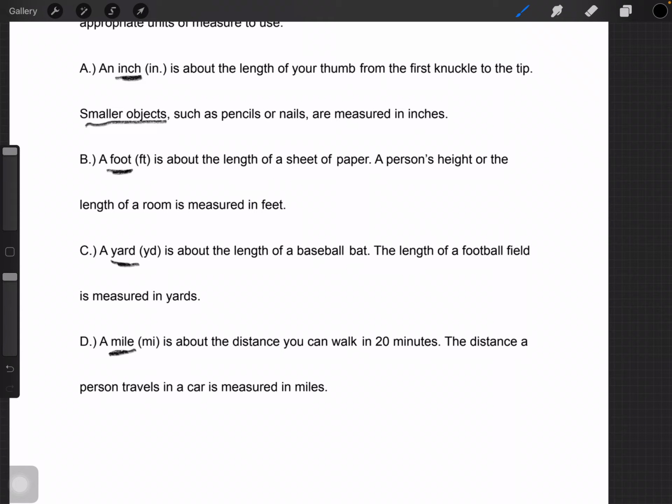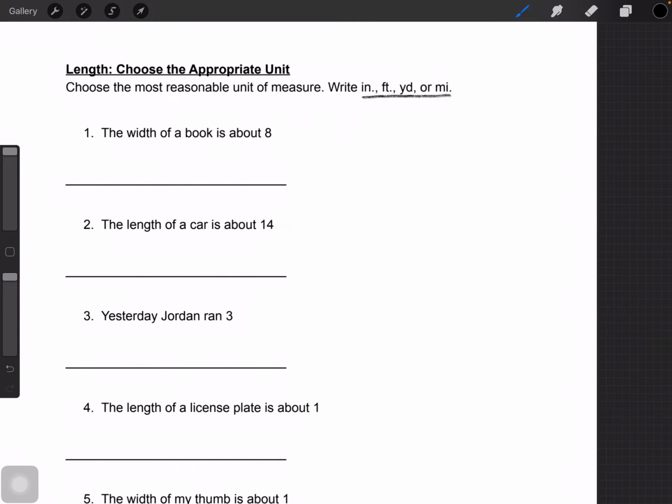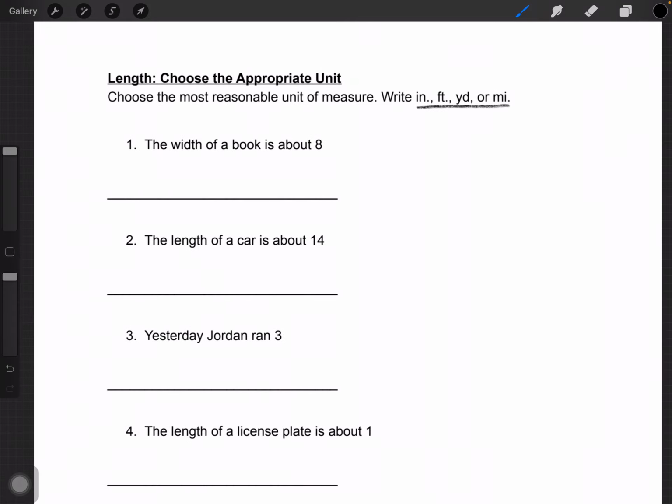Now the second worksheet is telling you to apply what you know and to choose the appropriate unit, in the four that we just learned: inch, feet, yard, or mile. It says the width of a book is about 8, and we need to apply the unit. If you think of a book, it's not that big, so obviously no mile, no yard. Feet maybe, but a book would probably be best measured with smaller units. So let's try the smallest one, inches.